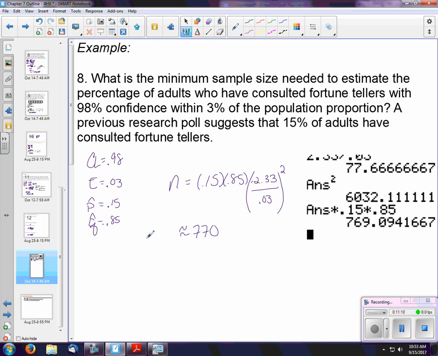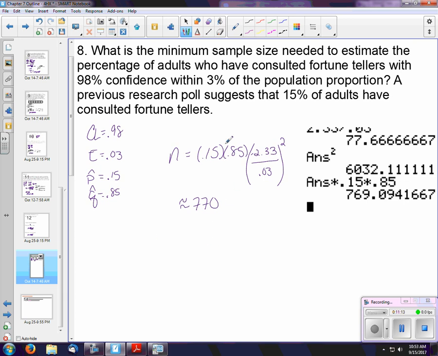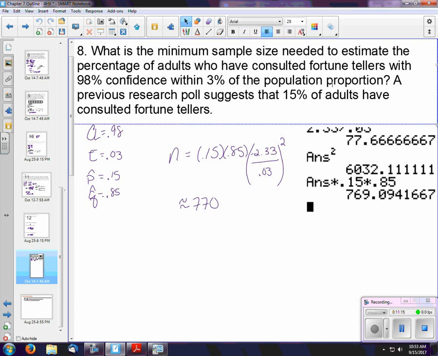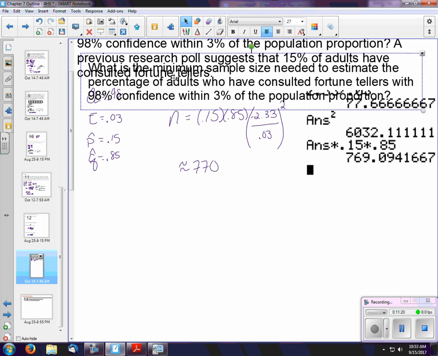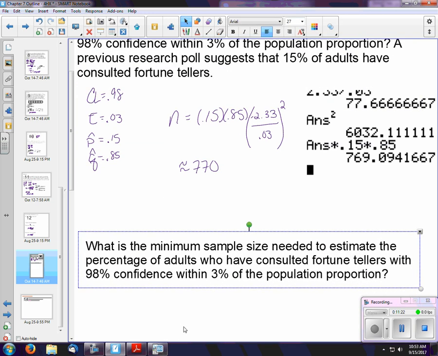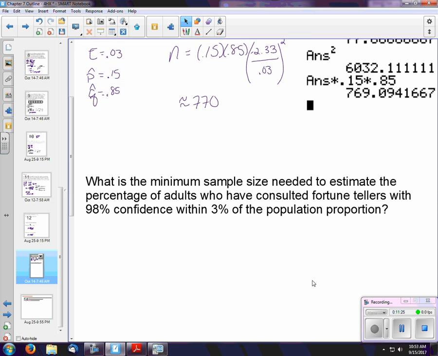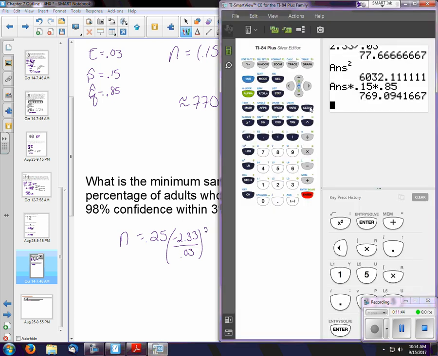Now, when would there be a case that you use the other formula? If we revisit this question and it just says, what is the minimum sample size, based on that information, but you notice we have no previous information, then everything would be the same except for that prefix. We would be using the equation with the 0.25. So n would equal 0.25 times 2.33 over 0.03 squared. So repeat that process.